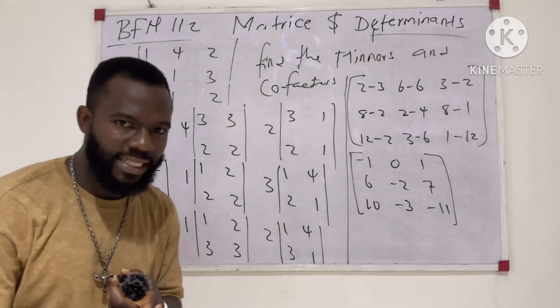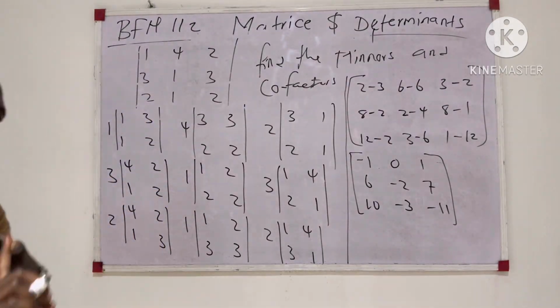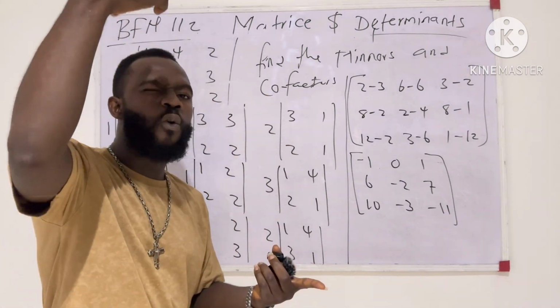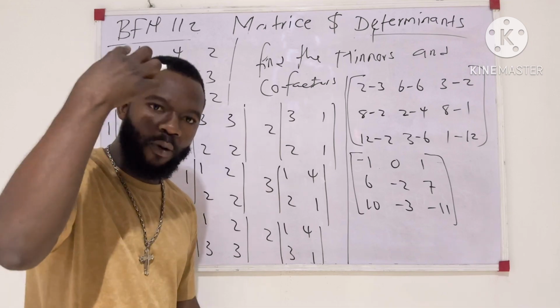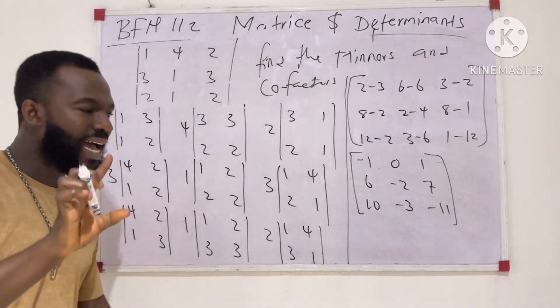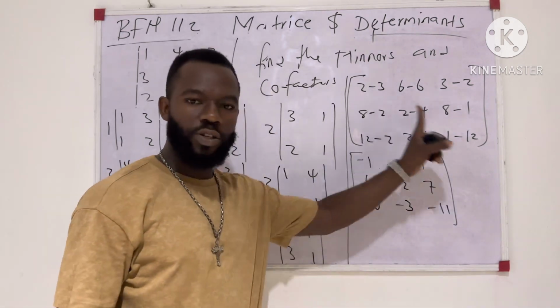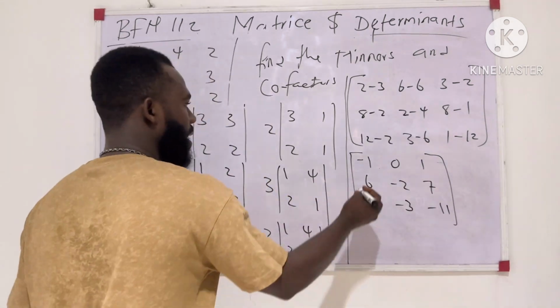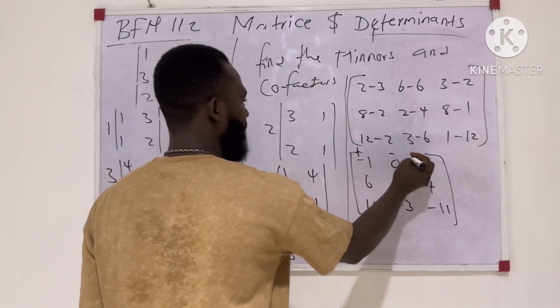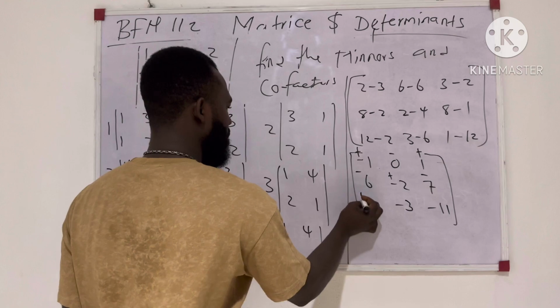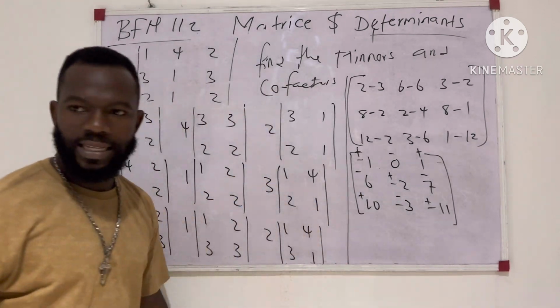Now, don't forget that when we are looking for cofactors, this is our minor. When we are looking for cofactors, what are we now going to do? We are going to assign the signs to these values. So when we do that, here becomes plus, minus, plus, minus, plus, minus, plus, minus, plus. Now let's work with that.